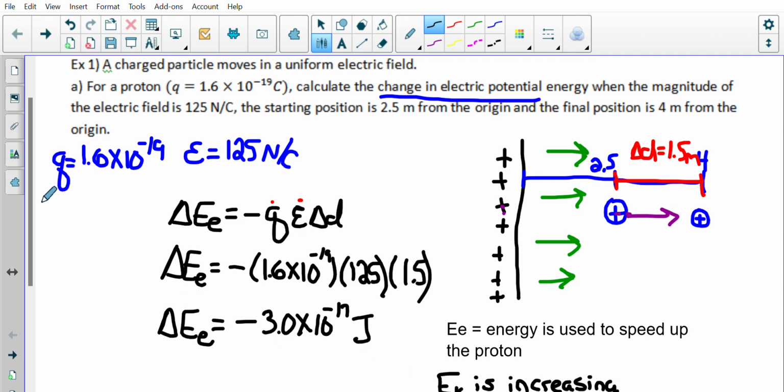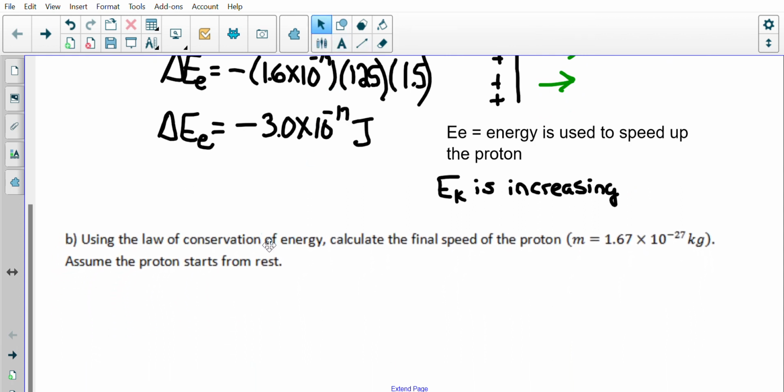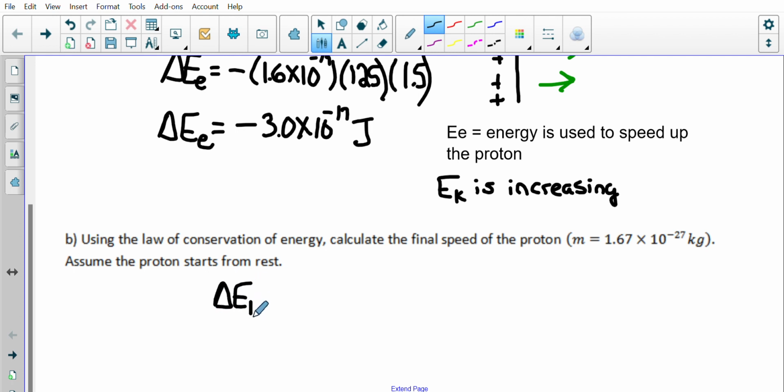Now, in terms of the conservation of energy, we have here, use the conservation of energy to calculate the final speed of that proton. And we're just going to, in this situation, assume the proton starts at rest, because a lot of times these particles are moving. And so again, conservation of energy, we have the change in our kinetic energy, which is going to be positive in this case because it's increasing, plus a change in electric potential energy, which we already proved is negative. We add those two, we get 0.